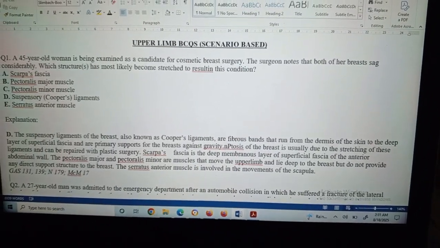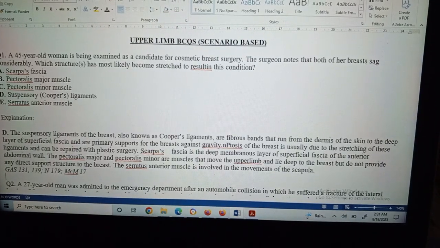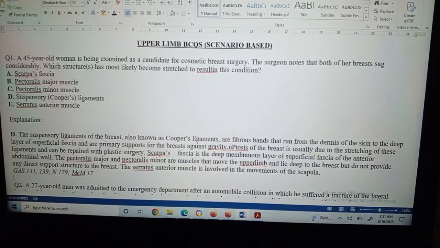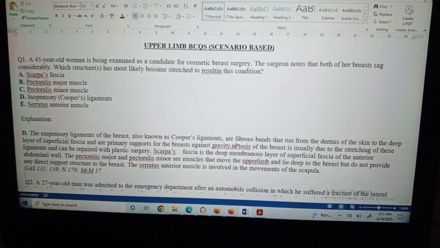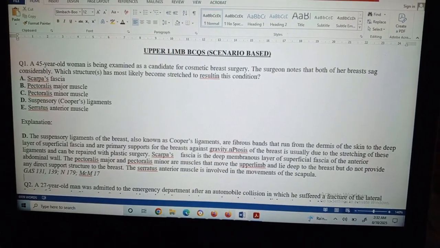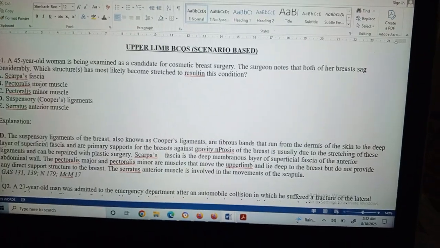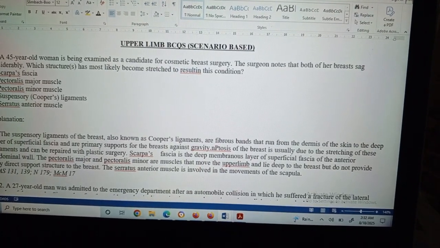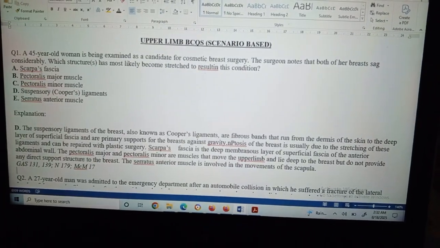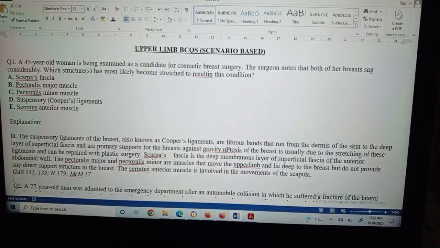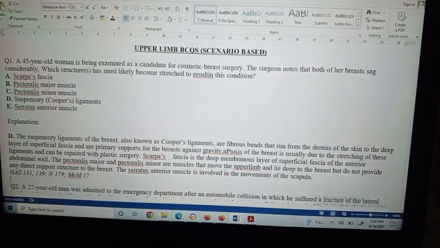Our today's topic is upper limb MCQs, which can be asked to you in your exams. Question number 1 is: a 45-year-old woman is being examined as a candidate for breast cosmetic surgery. The surgeon notes that both of her breasts sag considerably. Which structure has most likely become stretched, resulting in this condition?